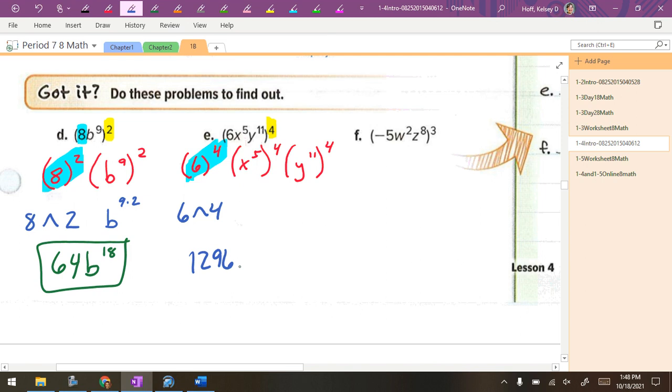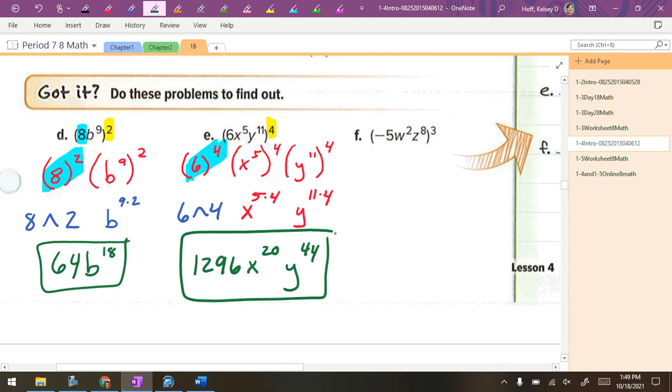1,296. Now, when you raise a power to a power, keep your base. What's your next base? And what are you going to do to your exponents? Multiply. What's your next base? And what are you going to do to your exponents? Multiply. So your final answer would be 1,296x to the 20th, y to the 44th.